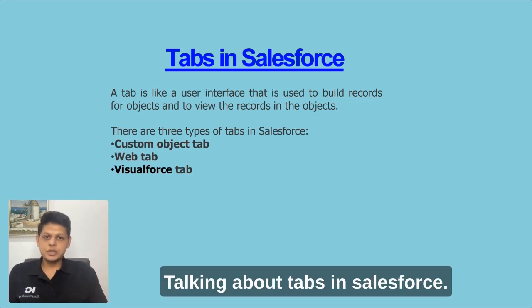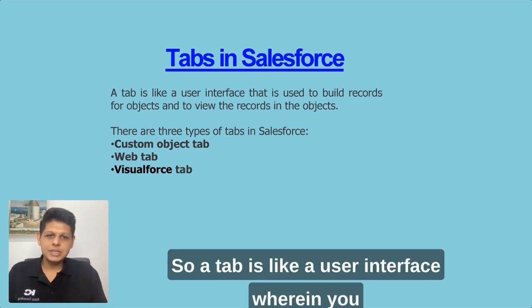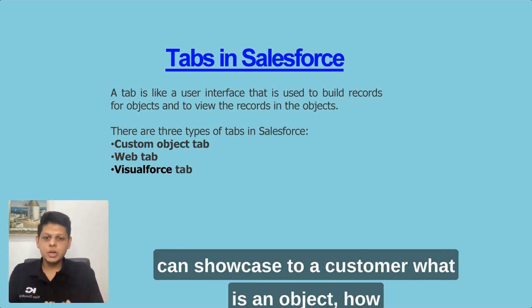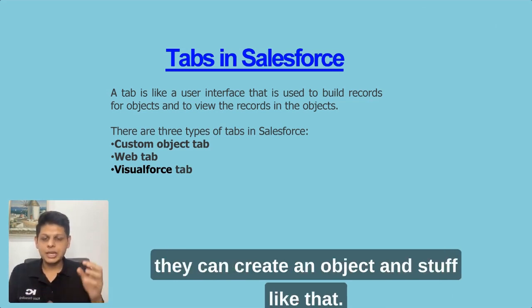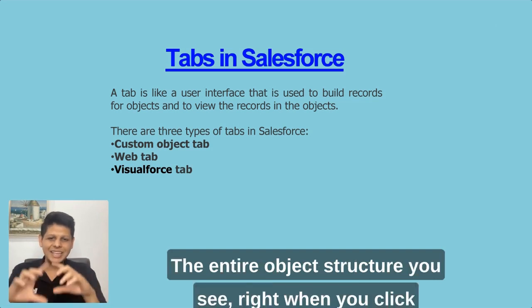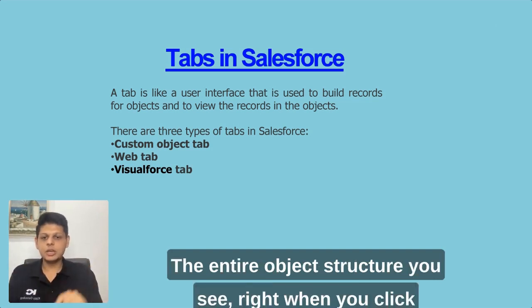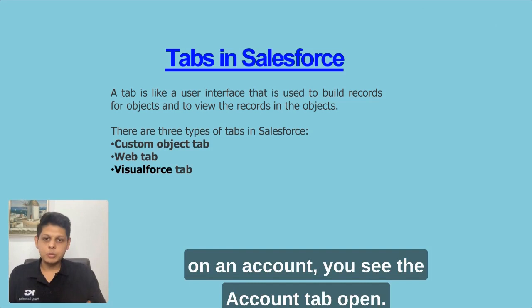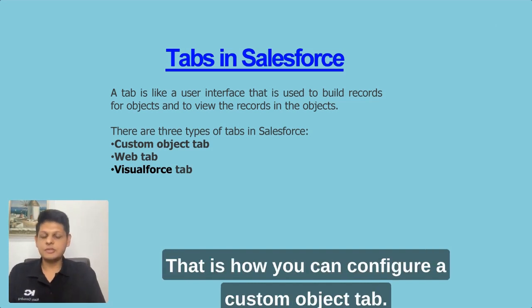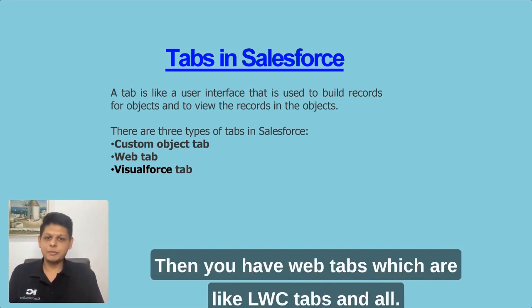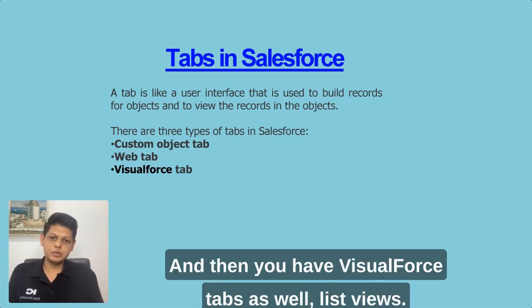Talking about tabs in Salesforce, a tab is like a user interface wherein you can showcase to a customer what is an object, how they can create an object and stuff like that. The entire object structure you see, right, when you click on an account, you see the account tab open. That is how you can configure a custom object tab. Then you have web tabs, which are like LWC tabs and all, and then you have Visualforce tabs as well.